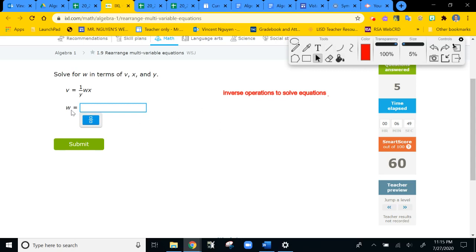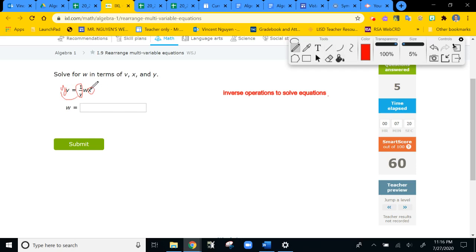Okay, I'm solving for W. If I'm solving for W, the 1 over Y needs to go, and the X has to go. The 1 over Y is going to go to the other side. 1 divided by Y is 1 multiplied by Y, so Y is going to go to the other side and become multiplication. Y is going to be over here multiplying. Opposite, inverse operation, right?